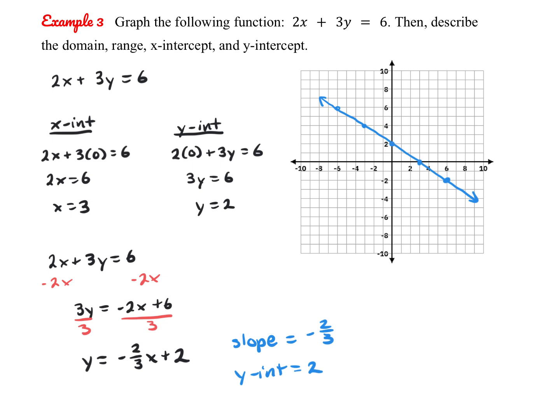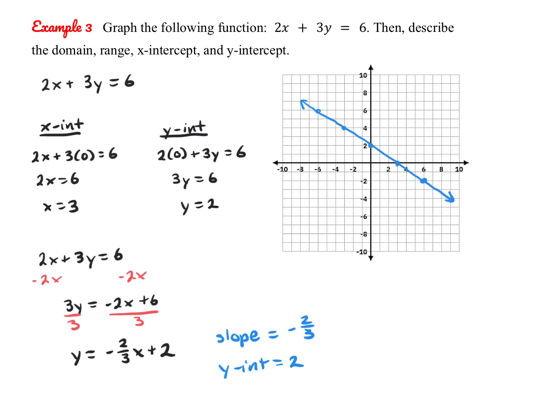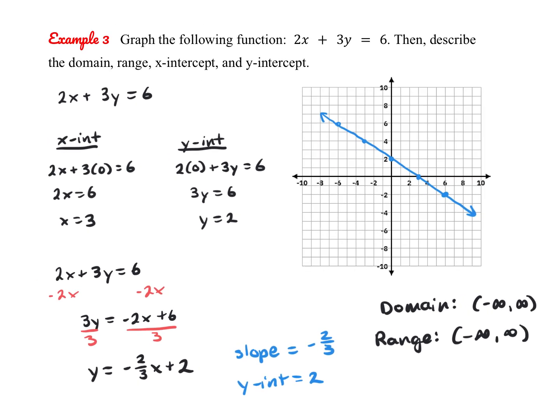So again, when your slope is negative, you go down and to the right rather than up and to the right. And then last thing we're going to do really quick, let's describe our domain and range, which we know should be all real numbers for both anytime we have a linear equation. So there you go.